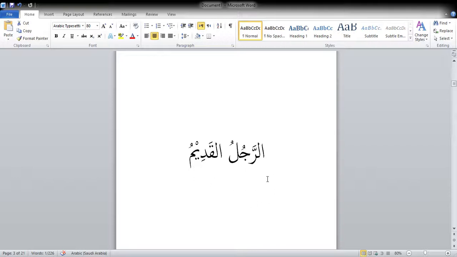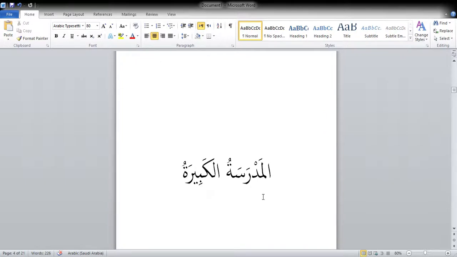The next one we have is Ar-Rajulul Qadimu. I can take this one. We have Al-Rajulu, which means a man. It's definite, singular, masculine. And then you have Al-Qadimu, which is also definite, singular, masculine. They're both in Rafa as well. So from the construction, you can tell it's a Mawsoof Sifa. If you would translate it, it would be the old man.